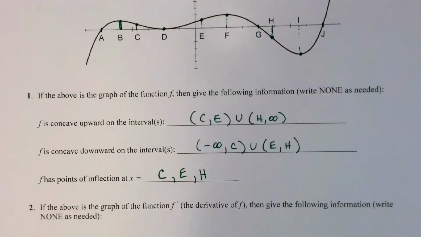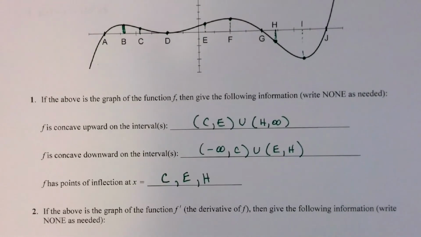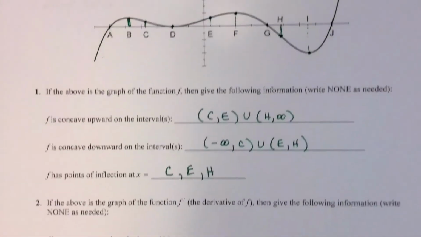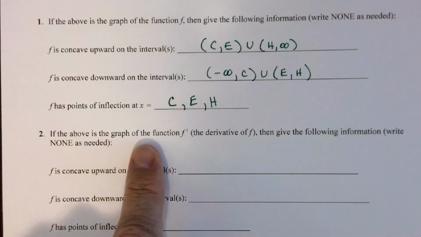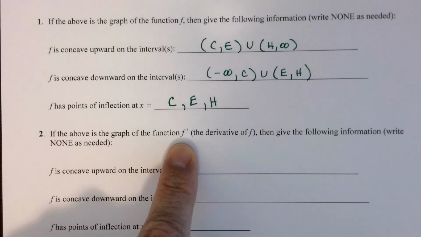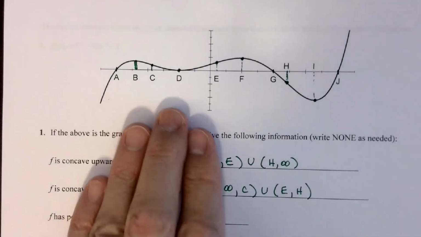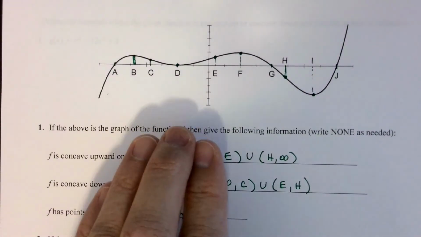Now, let's mix it up a little bit. We're going to do two more iterations of this problem. First here we said this is the graph of the function f. Now I want you to use the graph above for f prime, the derivative of f. So this now is no longer f. This is f prime. This is the derivative of our function, right?